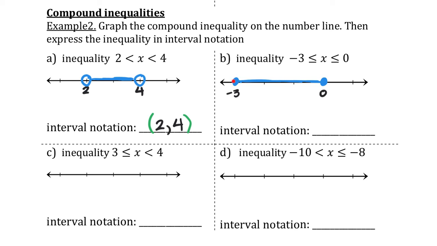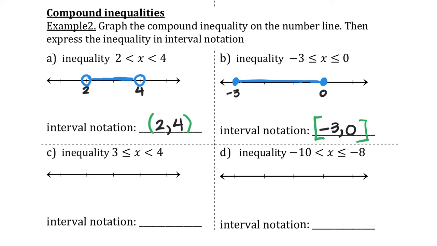So where do we start shading? We start shading at -3. Our solutions start at -3. And then I shaded it all the way until I got to 0. So I shaded from -3 to 0. Now at -3, there is a closed circle, so the -3 is included. To show that, I use a square bracket. -3, closed circle, shaded all the way to 0. 0 is a closed circle. To show it's a closed circle, I'm going to use the square bracket again.